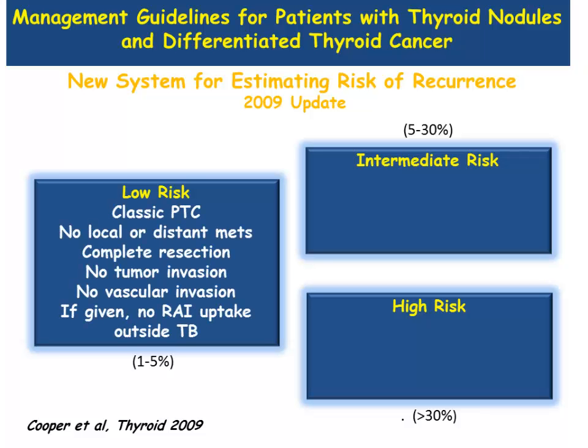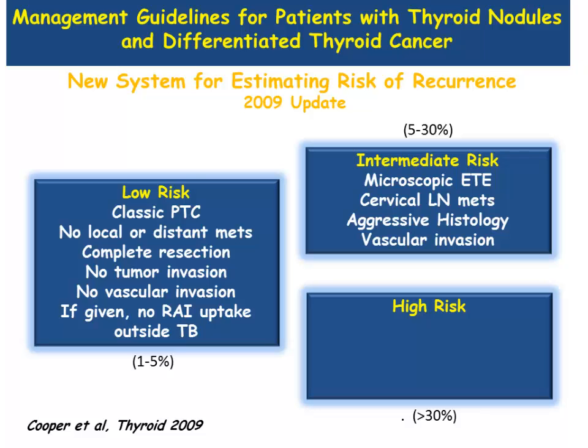In the low risk group, they consider patients with classical papillary thyroid carcinoma with no evidence of local or distant metastases, where there has been complete resection of the tumor and the thyroid. No tumor invasion was found during surgery. There was no vascular invasion on testing the pathological specimen, and if given, no radioactive iodine uptake was found outside the thyroid bed. So this group carries overall a risk of 1 to 5% of having persistent or recurrent disease in the upcoming 5 to 7 years.